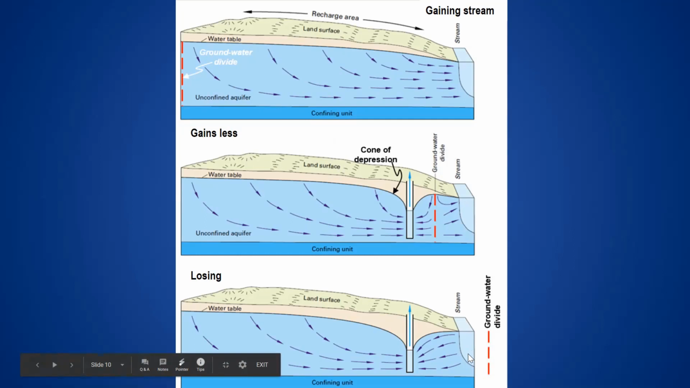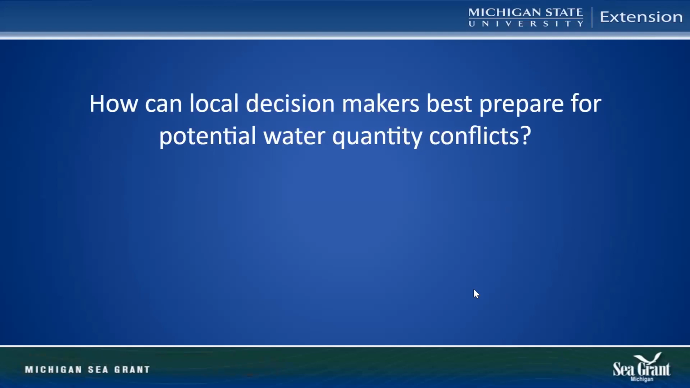So with that, I think we're ready to move on to the next question. Great, thanks, Jim. So the next question for our panelists is, how can local decision makers best prepare for potential water quantity conflicts? Chris, do you want to start us off here?